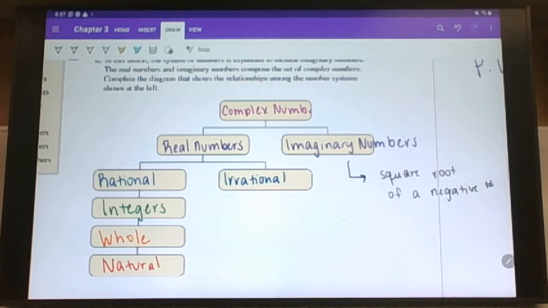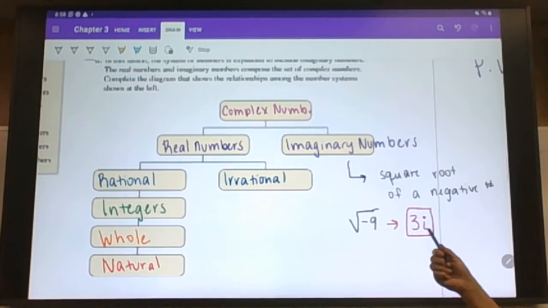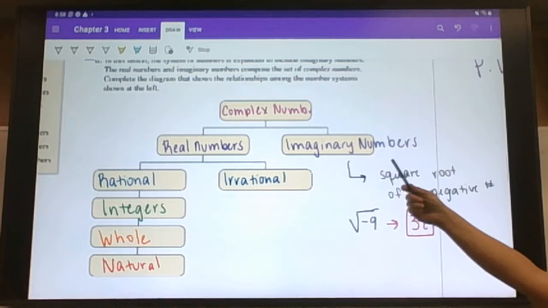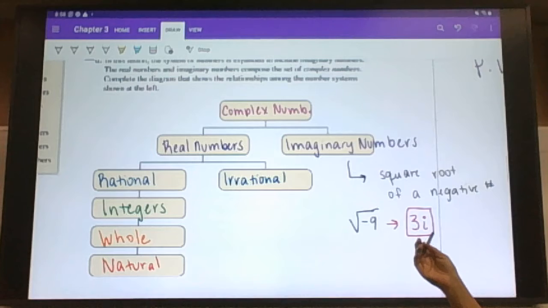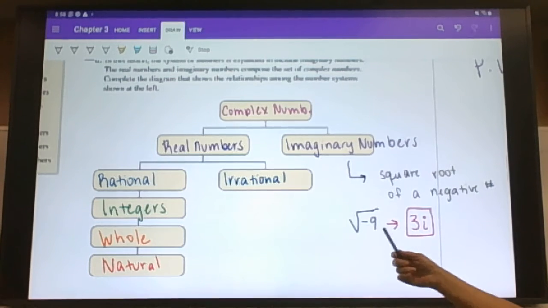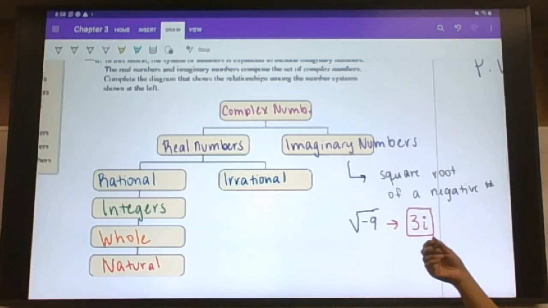So up until today, if you were asked to square root -9, you would say either no solution or no real number. Now we're telling you to go ahead and square root it. But you put this little fancy i next to it, and that i means imaginary. And that tells the people reading your math that you actually square rooted a negative to get to that value.